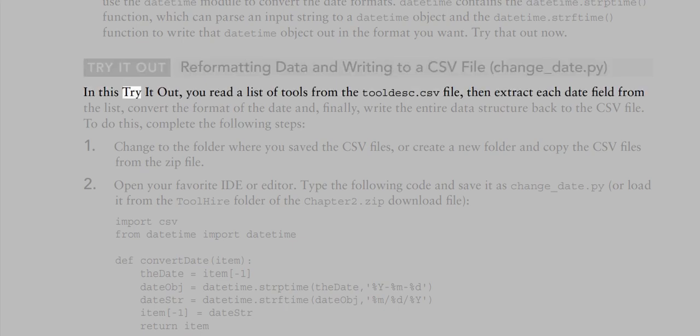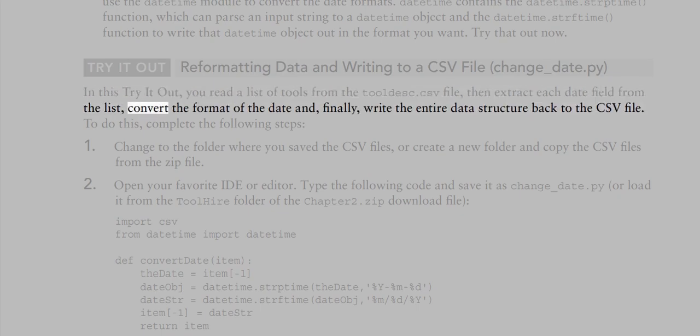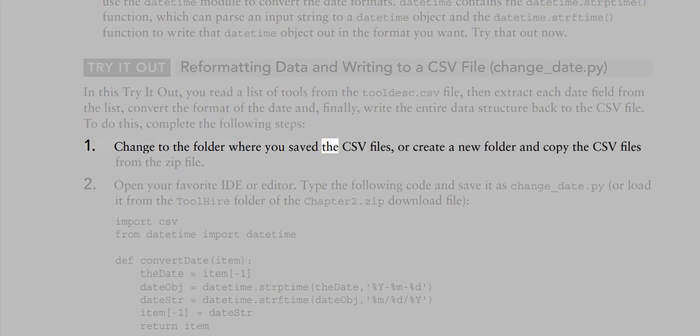change_date.py. In this try it out, you read a list of tools from the tooldesk.csv file, then extract each date filed from the list, convert the format of the date and, finally, write the entire data structure back to the CSV file. To do this, complete the following steps. 1. Change to the folder where you saved the CSV files, or create a new folder and copy the CSV files from the zip file.